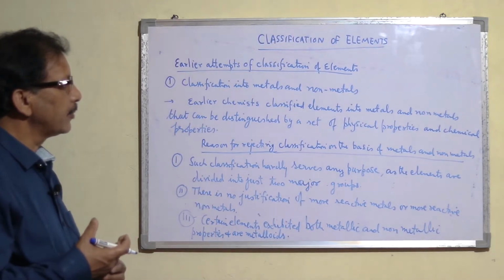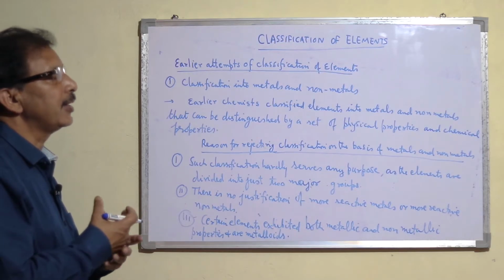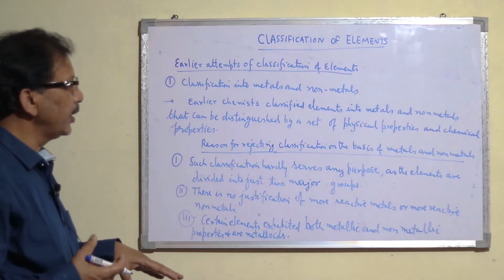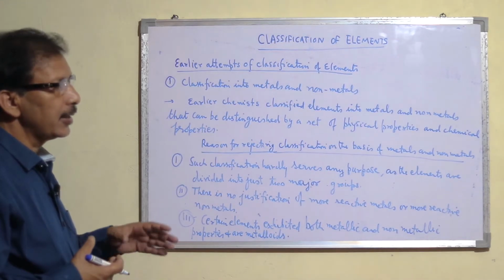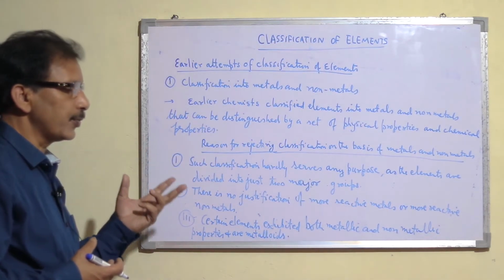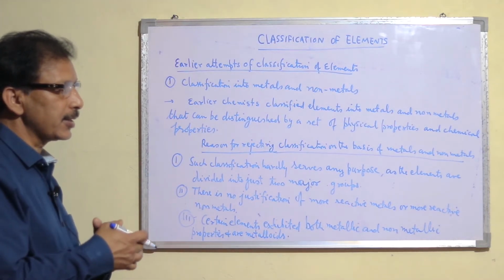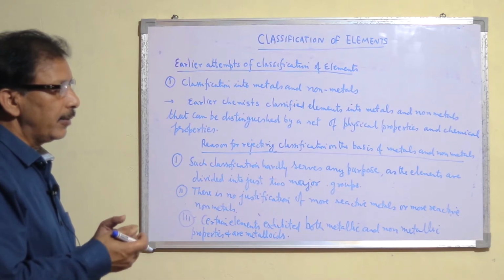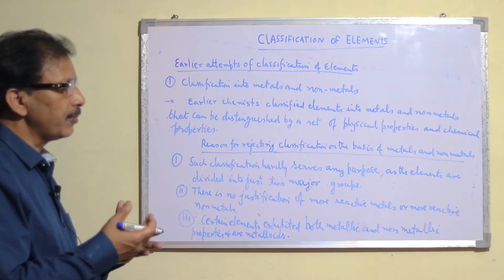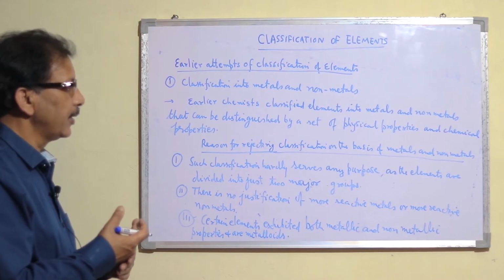because some sets of properties are sometimes not matching; they are different. That's why this will hardly serve any purpose, as the elements are divided into just two groups. They divide into two groups, this is metal, this is non-metal, but sometimes the properties are not matching. They don't get the difference in properties.